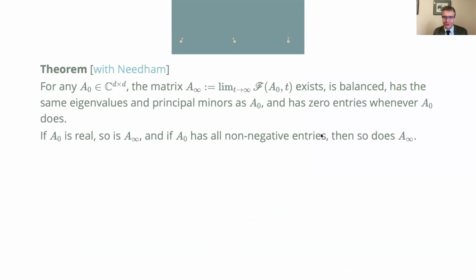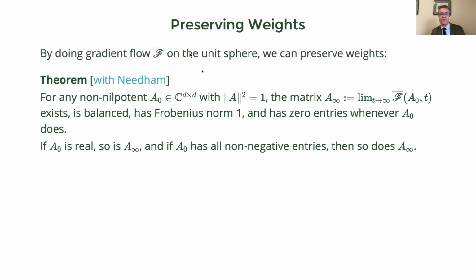So that's not so great. And so if you restrict this function to the unit sphere with respect to the Frobenius norm on the space of matrices, something similar still happens. If you start with something that's non-nilpotent, then the flow will now preserve the total weight. So the sum of the weights on all the edges will be preserved. The total mass of the system will be preserved. You'll still flow to a balanced thing. It still won't sprout any new edges. And if you started real, you'll stay real for all time.